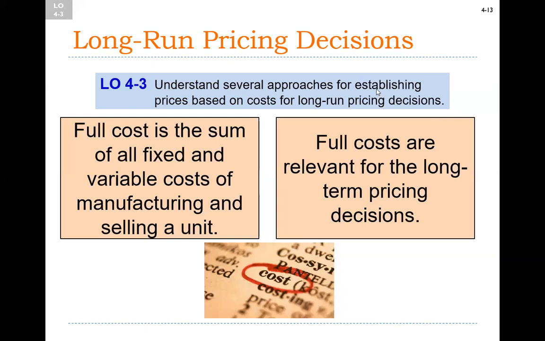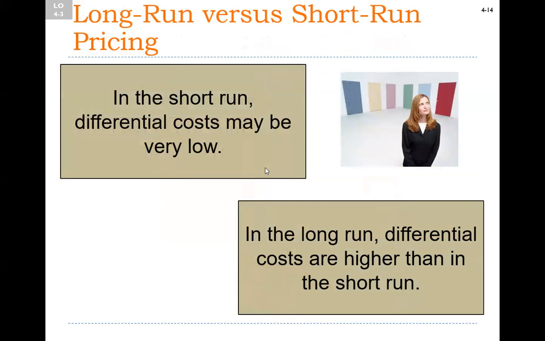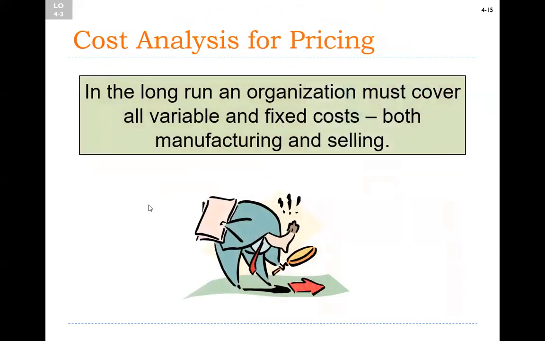Well, when you're making a pricing decision in the long run, you always want to use that full cost. Don't just use variable costing, because remember, in the long run, we have to cover those fixed costs. So we want to make sure that everything is included. In the short run, differential costs can be low, but in the long run, because we're covering several periods, those differential costs may be higher. So we're looking at more information here. In the short run, typically our fixed costs don't change, so we only have to cover those variable costs. But in the long run, again, those fixed costs can change, so we have to look at full product costs.